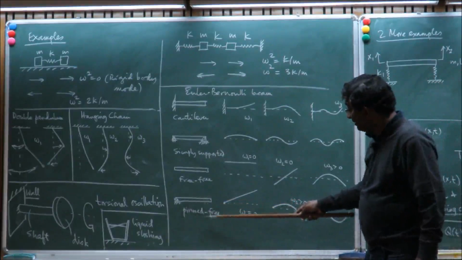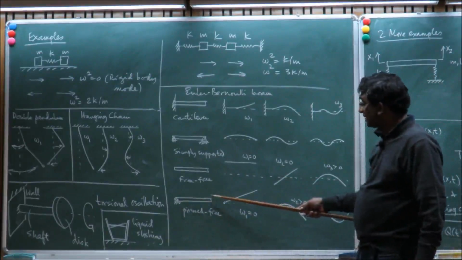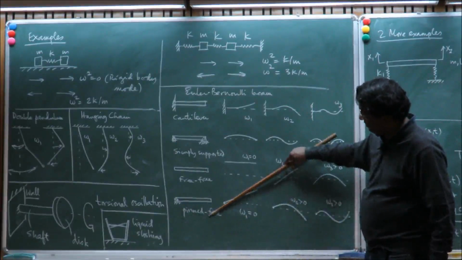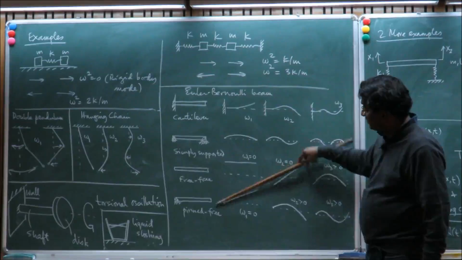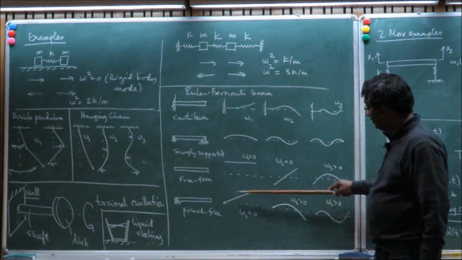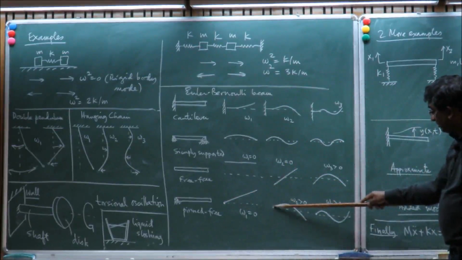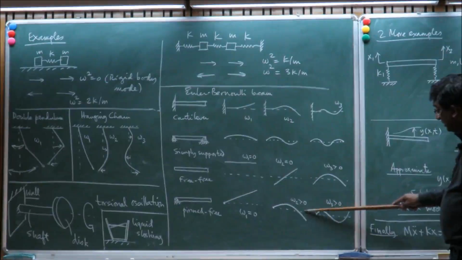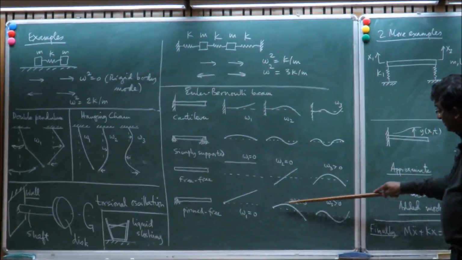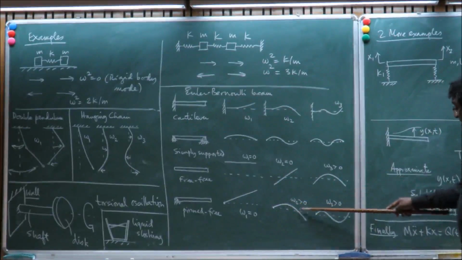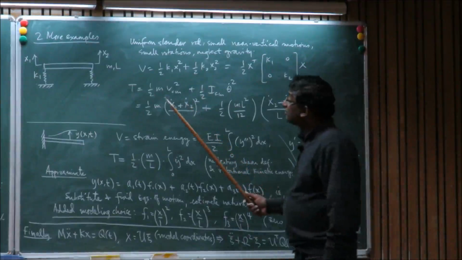Here is a pinned free boundary condition. This side is pinned, this side is free. So it will have one rigid body mode like this with no deformation at all, and then it will have one mode like this, pinned here, free here, up here, down here, and then when this one comes up, that will go down, so that shape, then there will be a third, and so on. So let's do a couple of more examples.